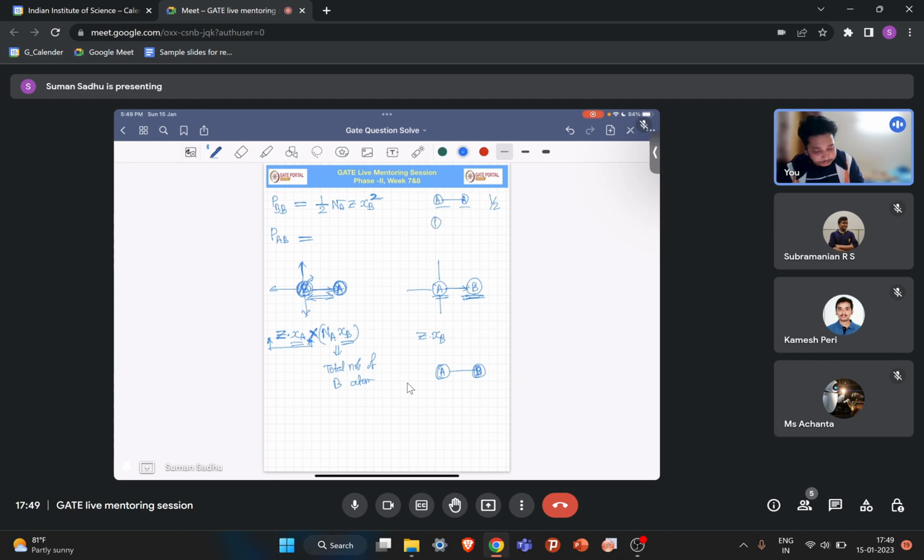In case of BB type of bond also, you were considering two B atoms, so here also we have multiplied it by half. But in case of AB, one is an A atom and one is a B atom, so you are not counting the same atom twice, right? So in this case, we need not multiply it by half. So in this case, your PAB will be NaZ into XB.